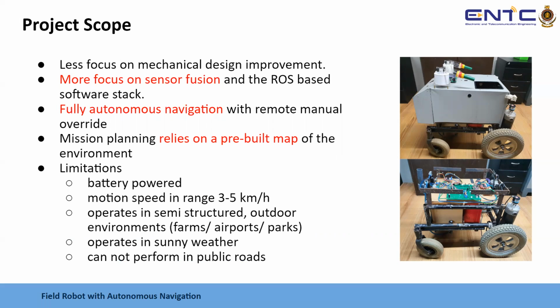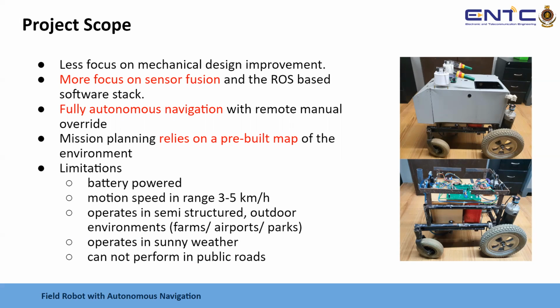The robot has fully autonomous navigation capabilities, and it also has a remote manual override function. The top layer of the motion controlling unit, the mission planning, relies on a pre-built map that we will be building through a pilot run before deploying the robot into the actual field.